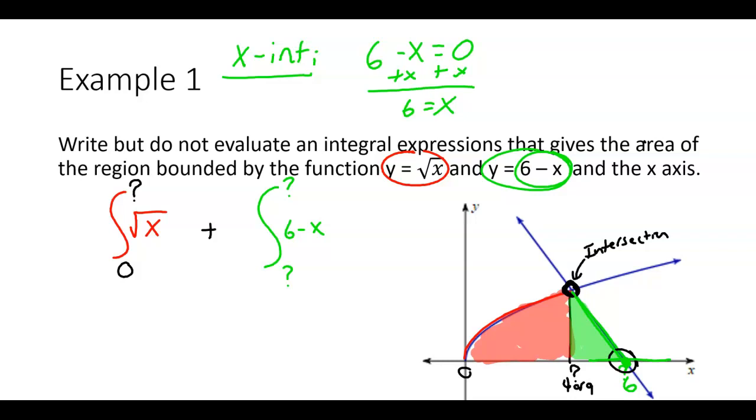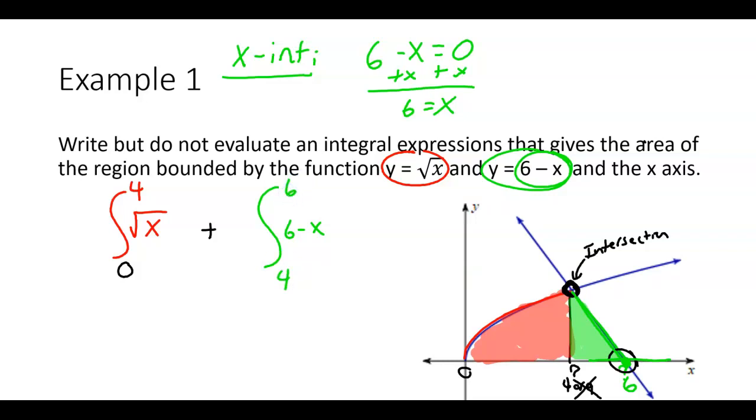It can't be 9, right? So we'll go ahead and cross off the 9. It's got to be 4. So now we know our intersection points, and we're good to go. So the red region goes from 0 to 4, and the green region goes from 4 to 6.